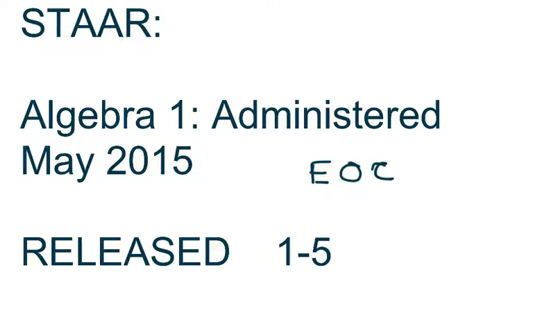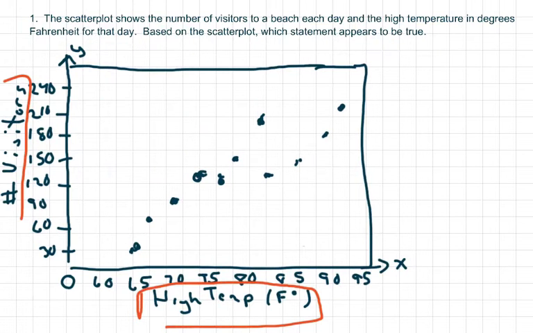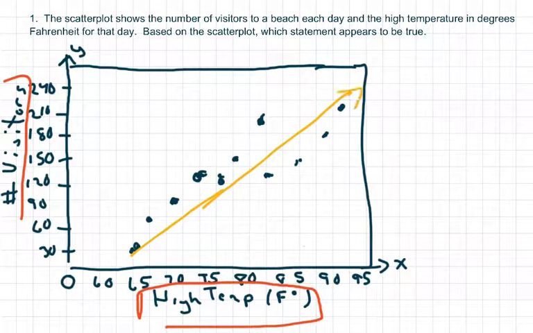Alright, so the first one, you should have the test ready, is the scatter plot. They ask which statement is true. I'm not going to write down all the statements, so you have to read along with me. First of all, this is a linear correlation, because if you draw a best fit line through there, that's linear. So A is not correct.